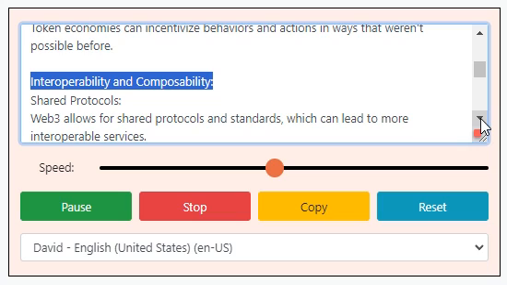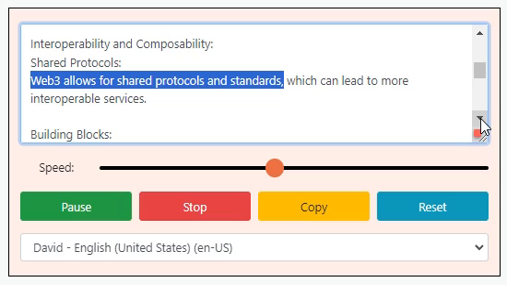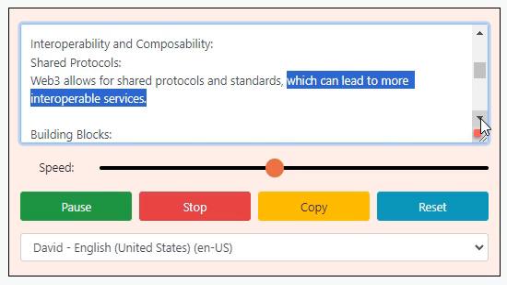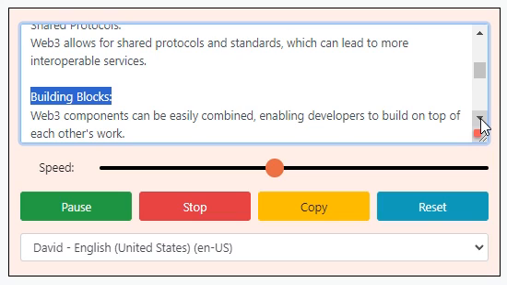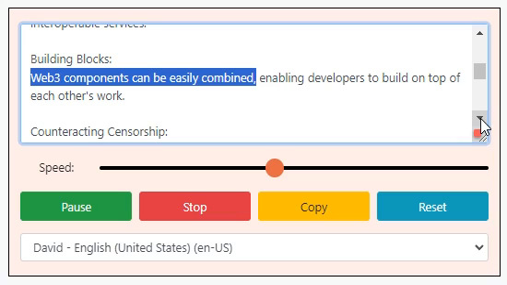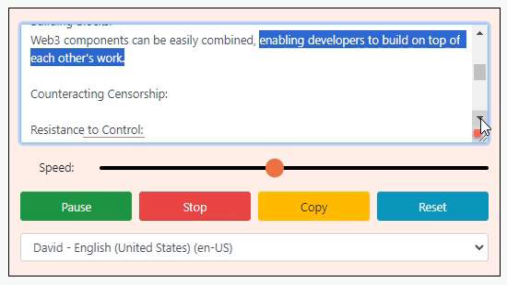Interoperability and composability. Shared protocols. Web3 allows for shared protocols and standards, which can lead to more interoperable services. Building blocks. Web3 components can be easily combined, enabling developers to build on top of each other's work.